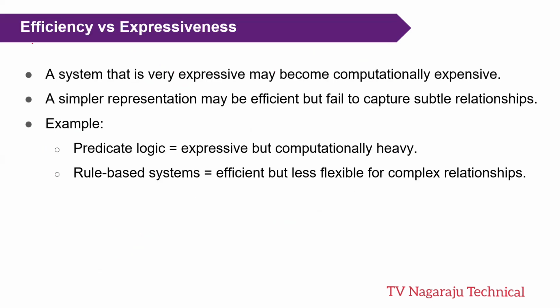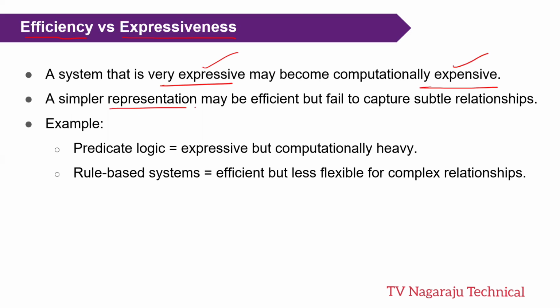Now, the third one is efficiency versus expressiveness. Generally, if a system is very expressive, obviously it is computationally expensive. What does this mean? Very expressive means it can handle complex scenarios also. It can handle complex scenarios. Obviously, it must be costly.